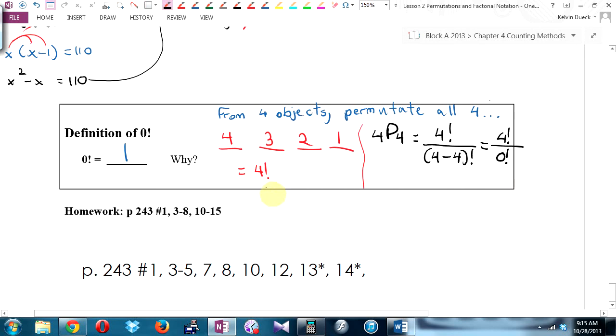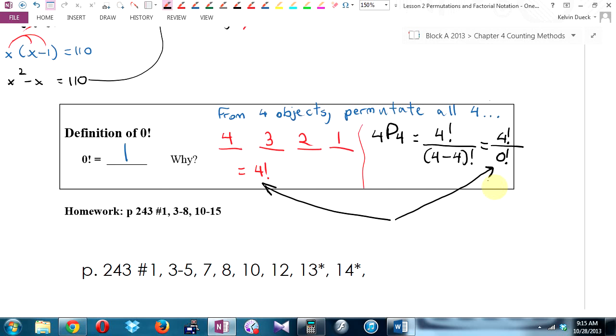So let me get this straight. Using this method, I got 4 factorial. Using this method, I got 4 factorial over 0 factorial. Foster, smiling. What's the only way those can be the same if I define 0 factorial to be what? It's got to be a 1 so that I have 4 factorial over 1, 4 factorial over 1. I have to define it that way.